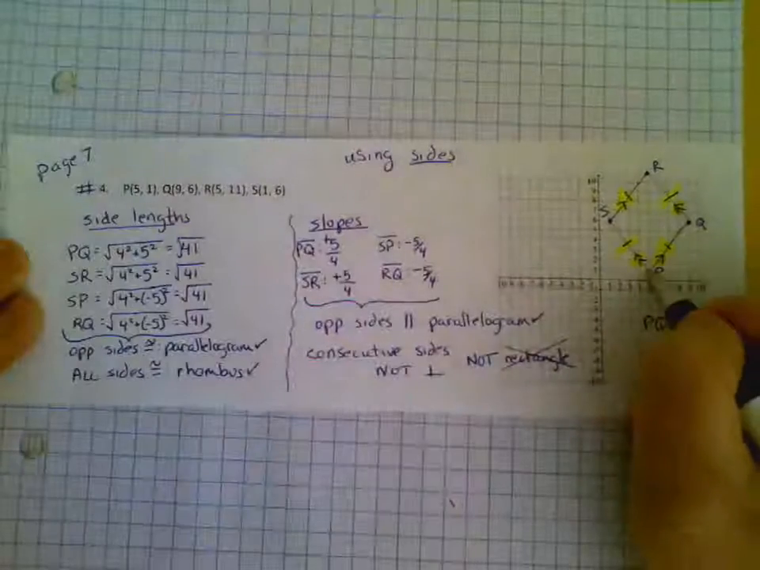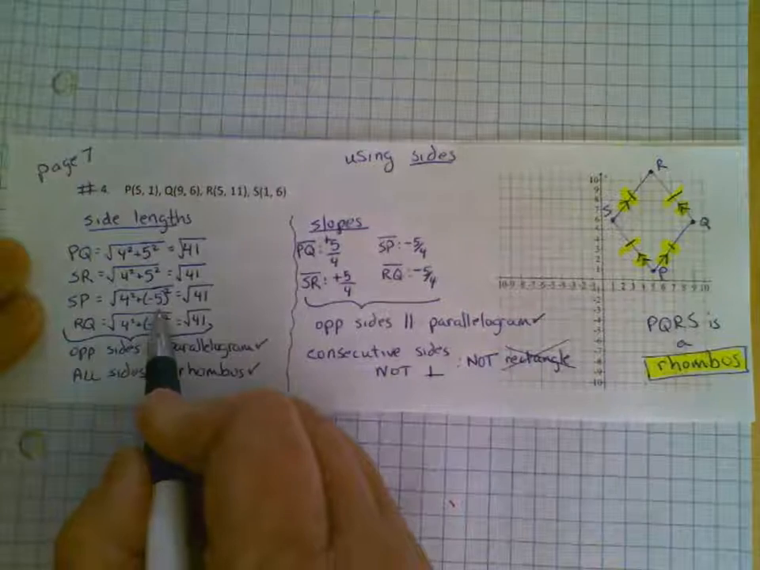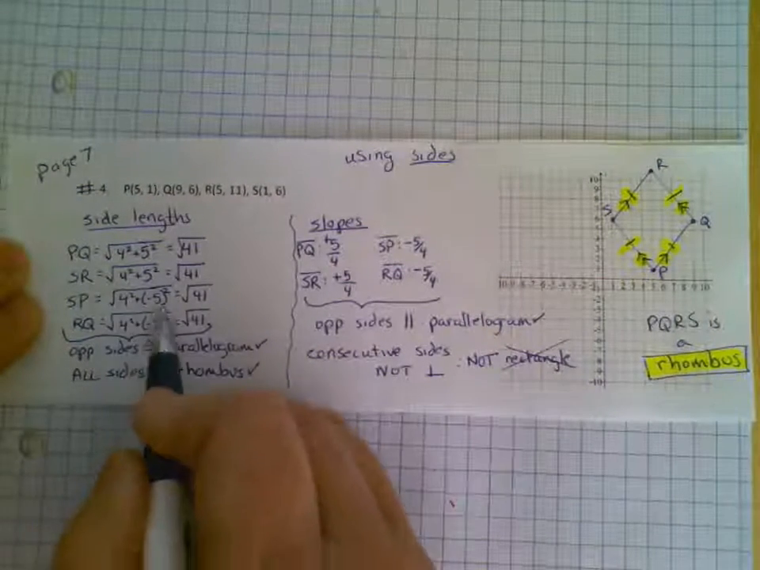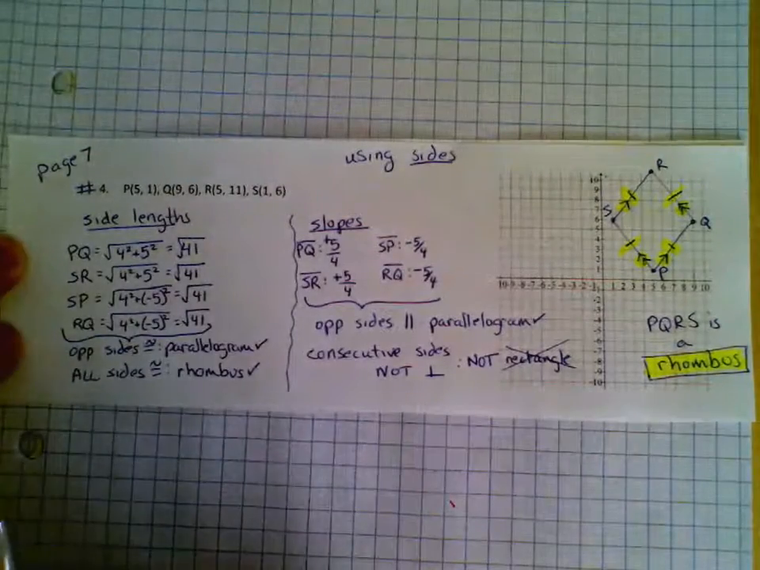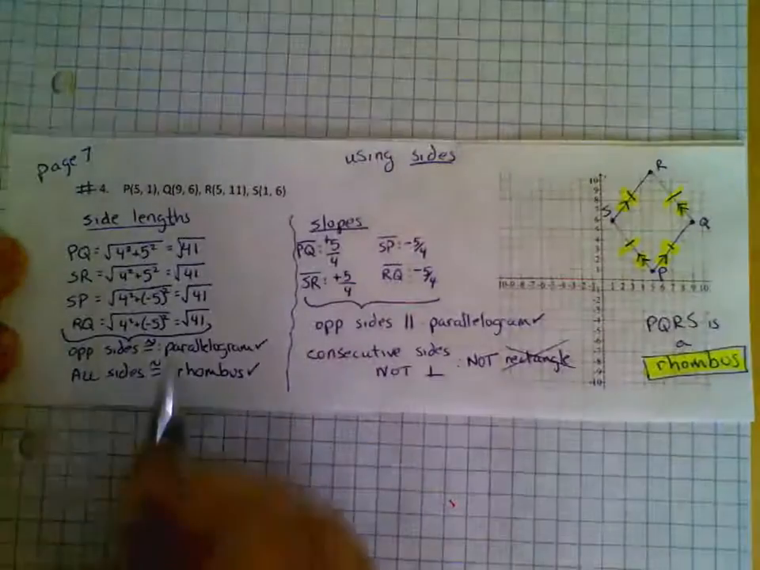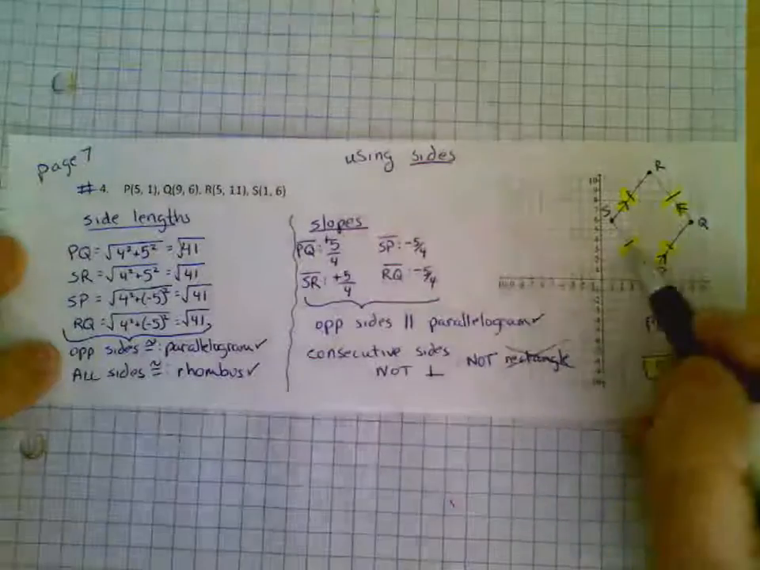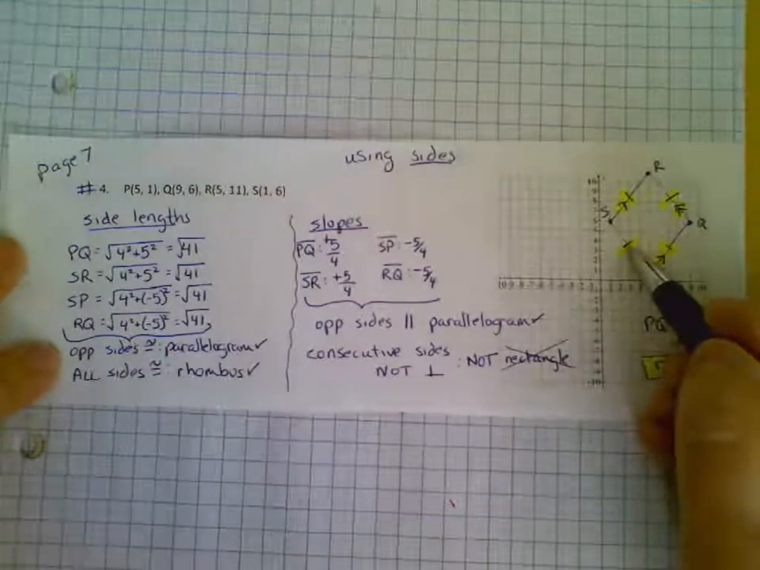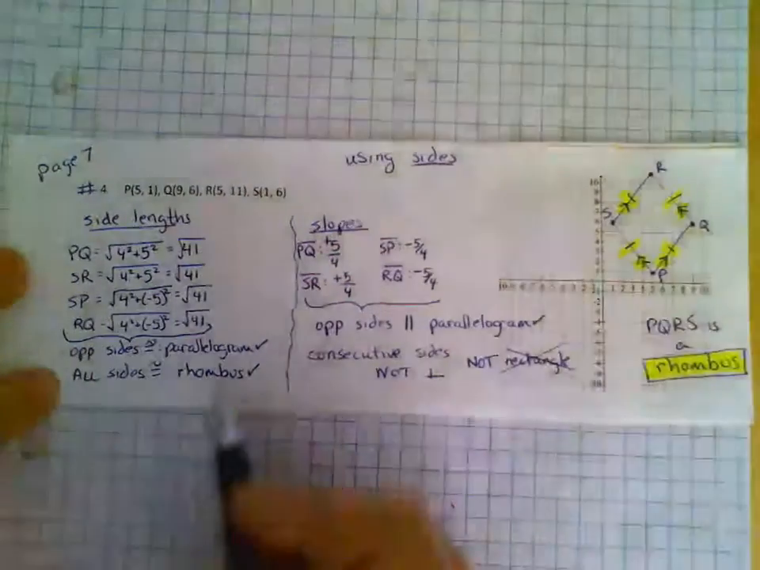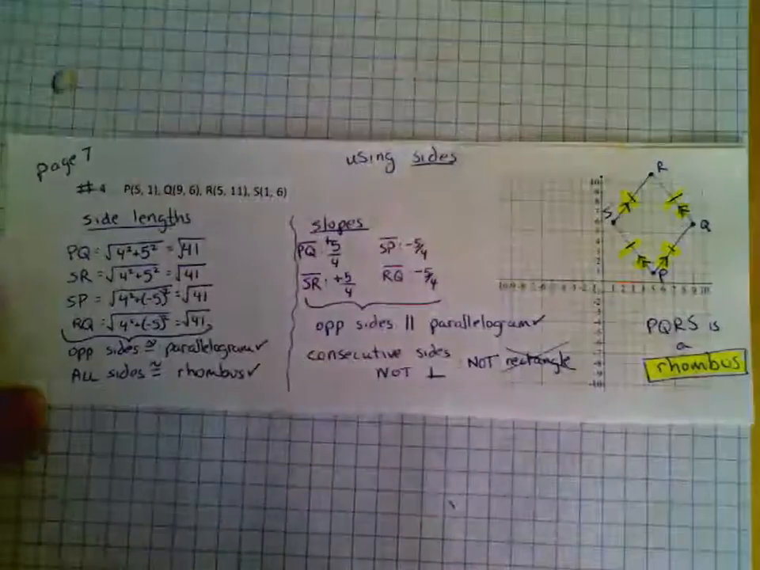From S to P, or from R to Q, it's going over 4, down 5. But because when you square a negative, it turns positive, that gives us exactly the same thing for our final length. So all 4 of these are the square root of 41. So the fact that the opposite sides, like SP and RQ, are congruent means that this is a parallelogram. And the fact that all 4 of them are congruent means that it's a rhombus. That's the definition of a rhombus.